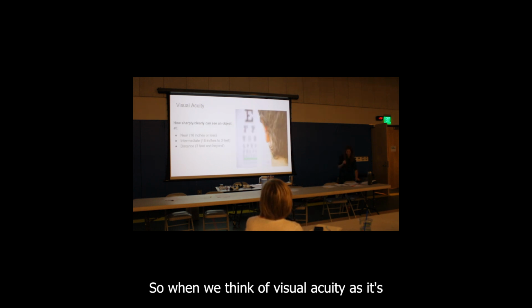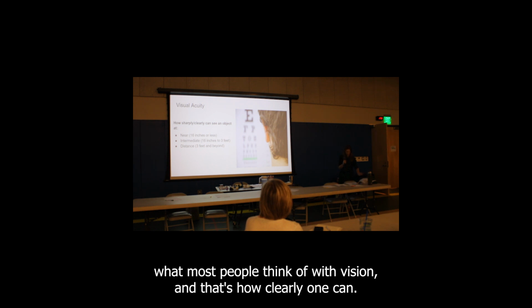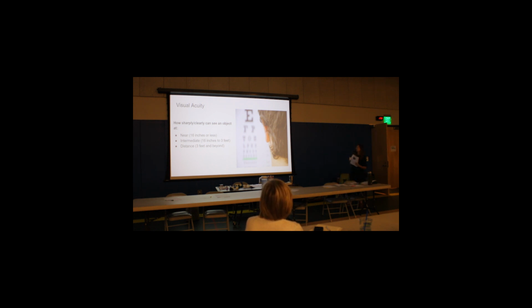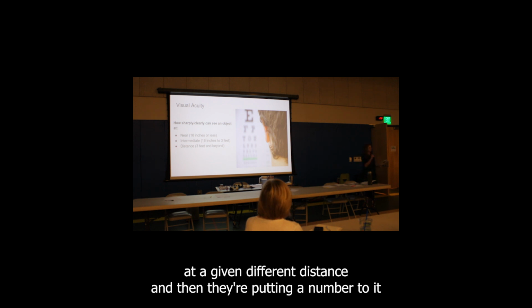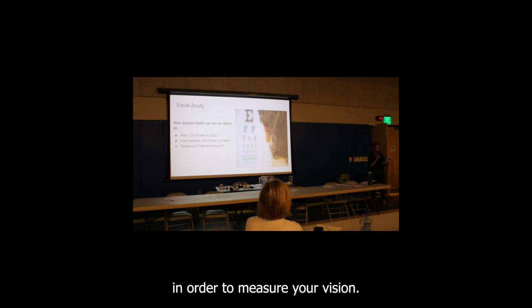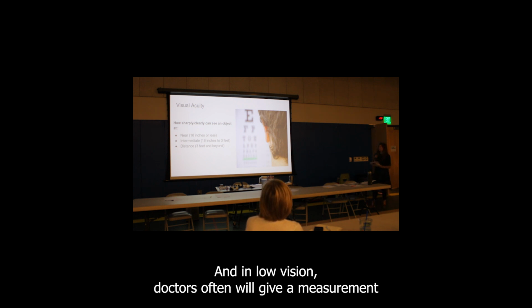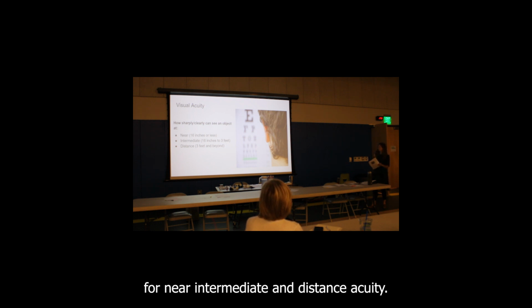Okay, so when we think of visual acuity, it's what most people think of with vision, and that's how clearly one can see. When you go to the eye doctor, they're measuring how much detail you can see at different distances, and then they're putting a number to it in order to measure your vision. In low vision, doctors often will give a measurement for near, intermediate, and distance acuity.